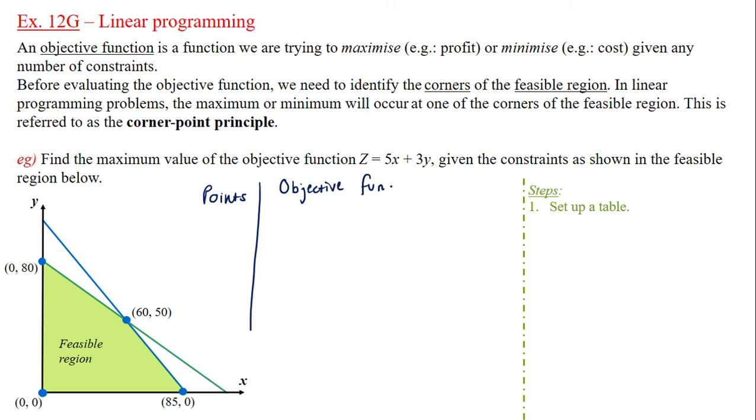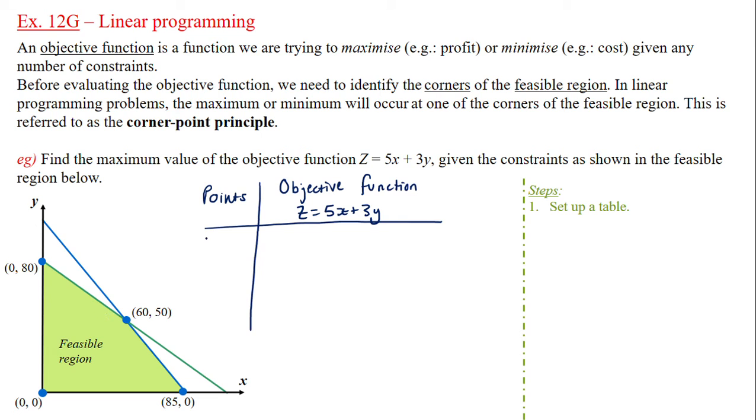which is, and I'll write the objective function in the table, z equals 5x plus 3y, for each of those points. Now the points are the corners of the feasible region. So here is the feasible region, we've been given it. It looks to be x is greater than or equal to 0, y is greater than or equal to 0, and then whatever the equations of these blue and green lines are. The corners are included in the region as well, hence we've got the solid lines.